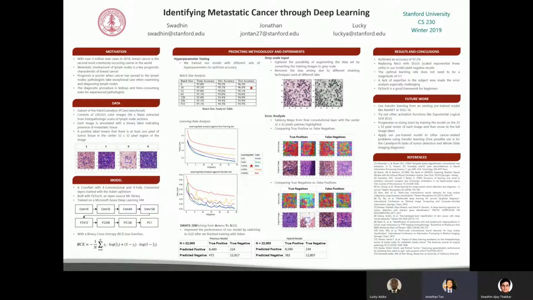For our model, we used PyTorch because it allowed us to do rapid prototyping, and we developed it on a Microsoft Azure Deep Learning VM. And since it is a binary classification problem, we used the binary cross-entropy loss function.